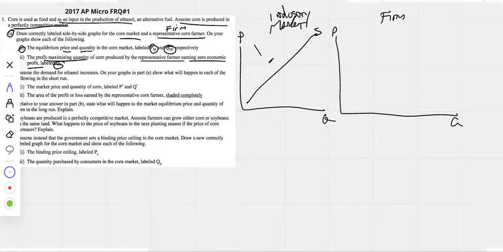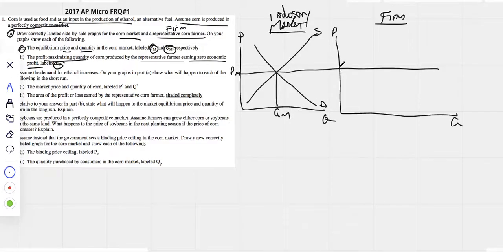Supply is upward sloping, demand is downward sloping for the market. Now we do have the price. It is perfectly competitive, so the price is the same for the firm as it is for the market. Here's PM, here's QM. Did they say PF? They don't tell us to, doesn't matter. This is our Mr. DARP: marginal revenue, demand, average revenue, and price. Here's our marginal cost curve.